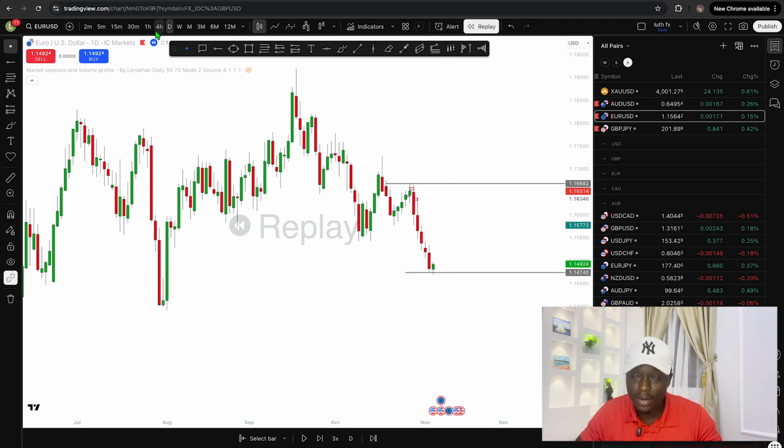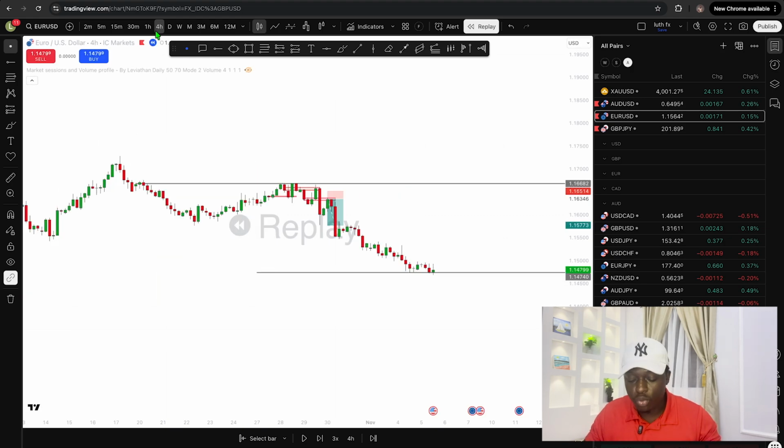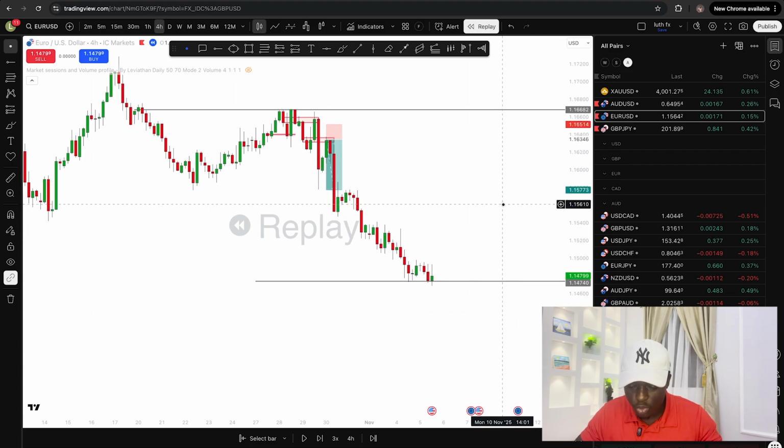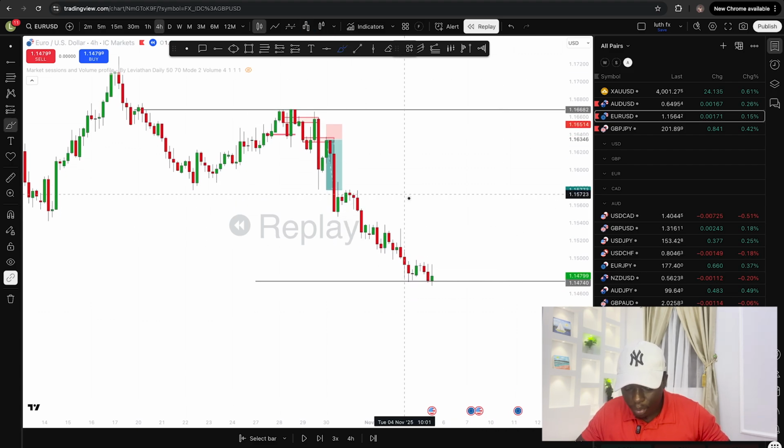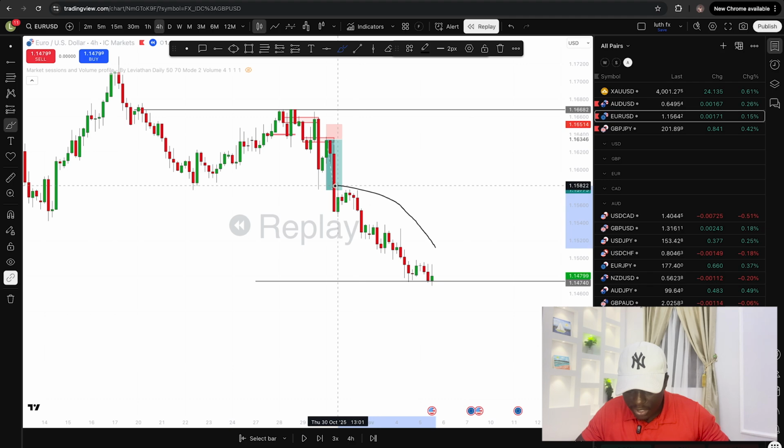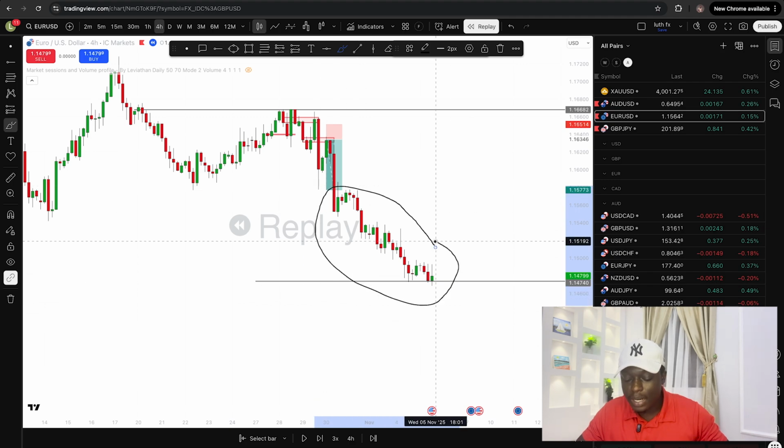So going down to the 4-hour time frame, I was just looking for ways to get a bullish momentum to the upside. Now going down the 4-hour time frame, the next thing that I saw is paying attention to the price action here. Look at the price action within this zone. We can see that the market was losing momentum. The sellers were losing momentum. The sellers were actually struggling to continue pushing this market to the downside.